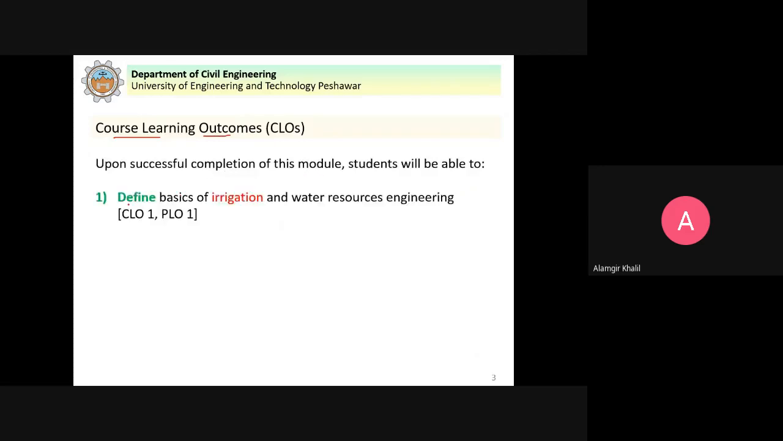The course learning outcomes: upon successful completion of this module, students will be able to define basics of irrigation and water resources engineering. So this is CLO 1 of the course, that you should be able to define the basics of irrigation. What is irrigation, what is an irrigation system, different types of irrigation systems, the different hydraulic structures that we need to provide, and so on.